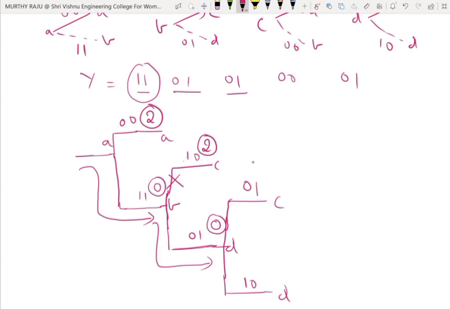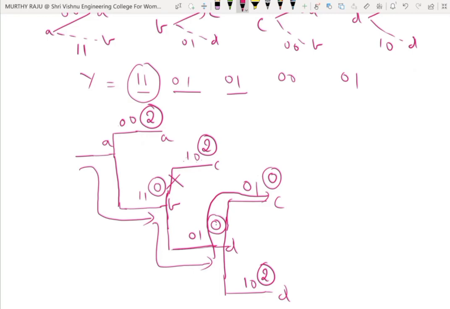Compare this 0 1 with the two encoded outputs of these paths, 0 1 and 1 0. With 0 1, the count is 0, the Hamming distance is 0, both are the same. 0 plus 0 is 0. Here 1 0 is there, here 0 1 is there. The disagreement count or Hamming distance between this 0 1 and 1 0 is 2. 2 plus 0 is 2. Therefore, the decoder follows this lowest value.